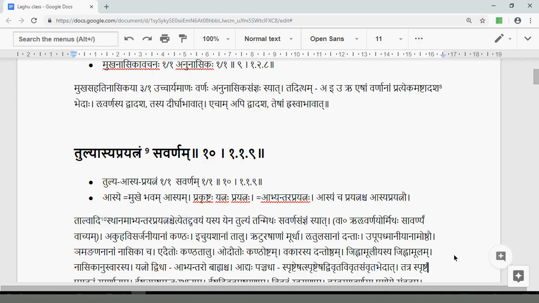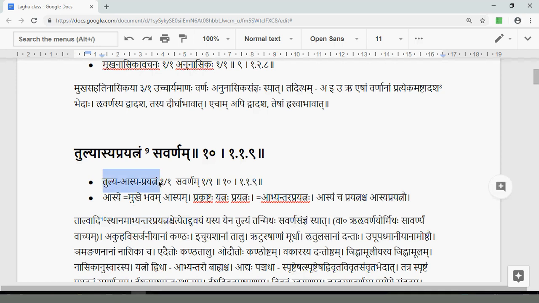Akuha visarjaniyanam kantaha, ichu yashanam talu, rutu rashanam murdha, lutu lasanam dantaha, upupadhmaniyanam oshthau, nyamagananam nasikacha. So we'll see these first. Akuha visarjaniyanam kantaha. These are the sthana. Now what has been said so far is talwadi sthanam and abhyantara prayatnaha. These are the two things to be understood now, to see what can be the savarna of another, or mutually they can be savarna of each other.